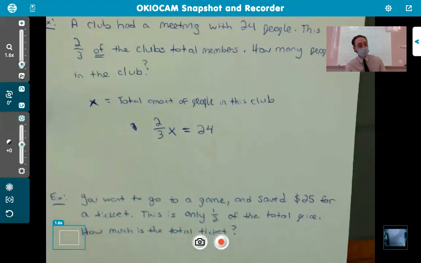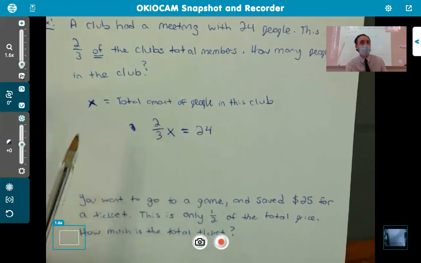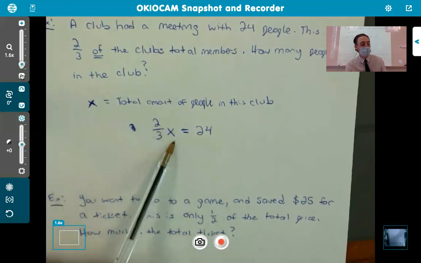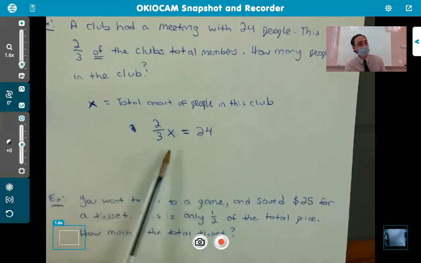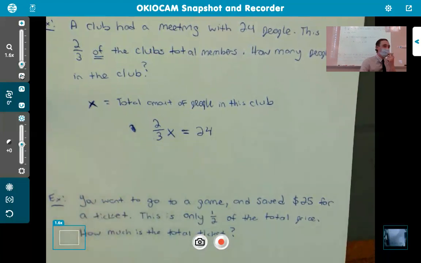Now, the only thing that's different here with solving is a way that I get rid of this fraction. Does anybody know how I get X by itself here? What can I multiply both sides by if I want to get rid of a fraction and get that variable by itself?